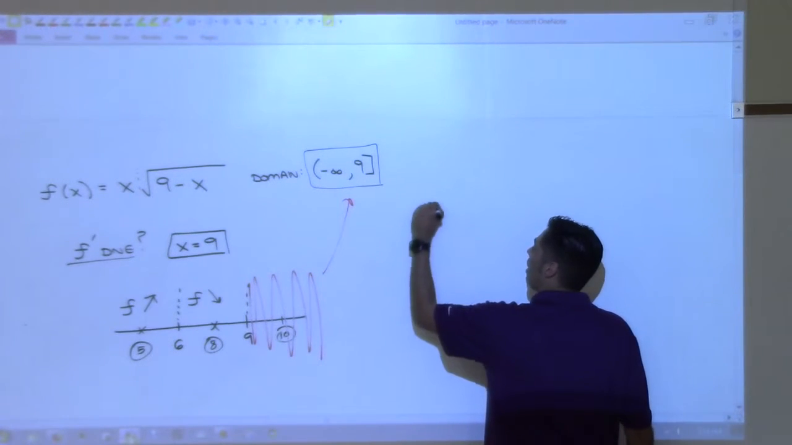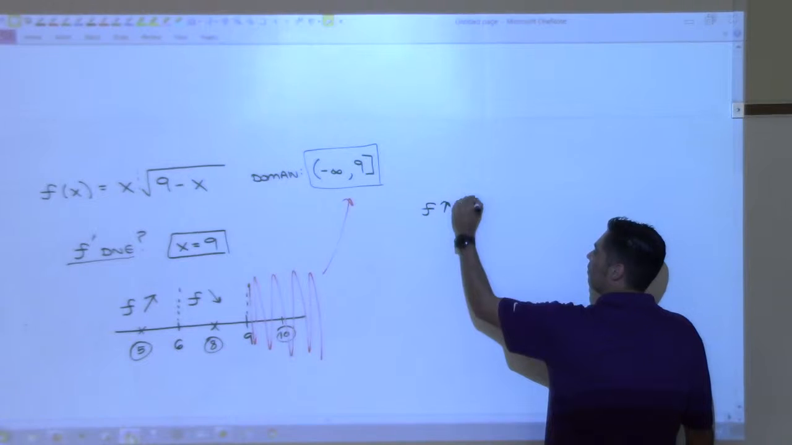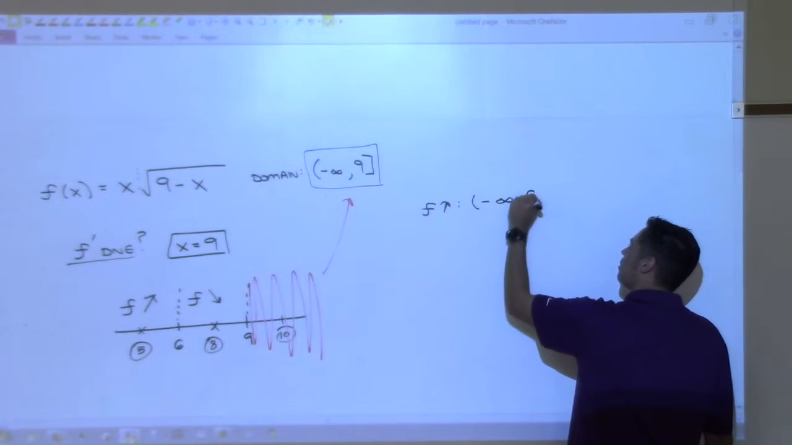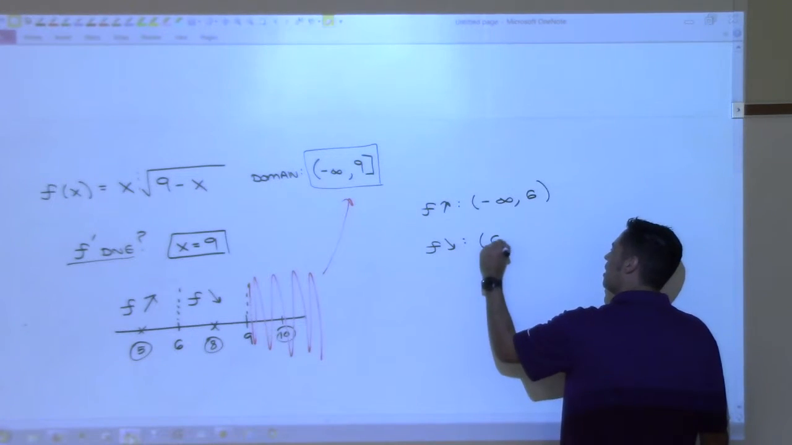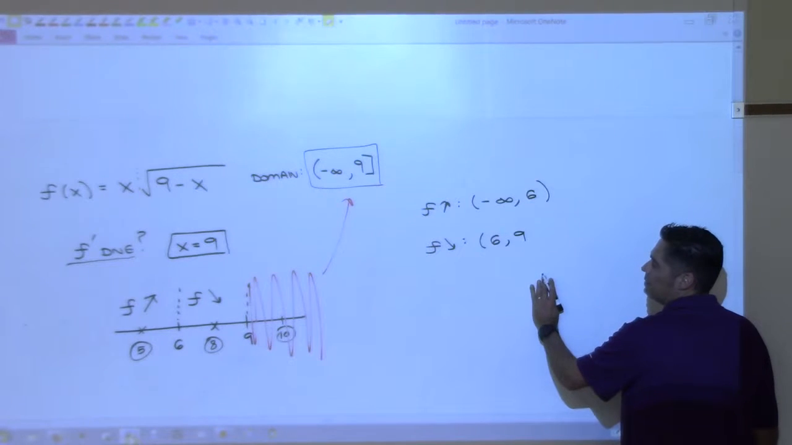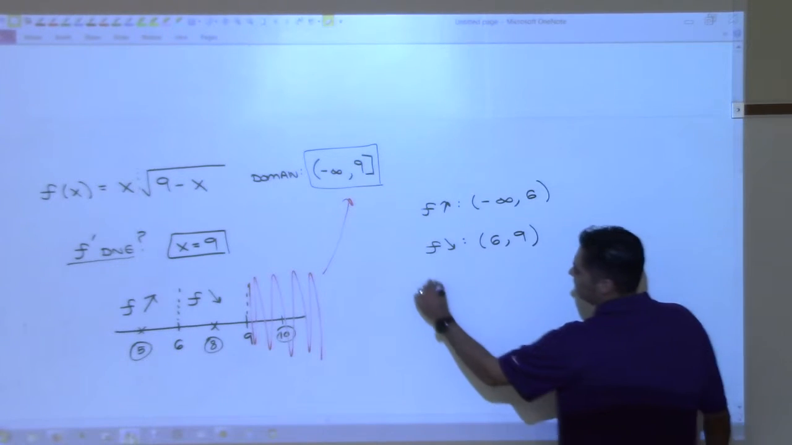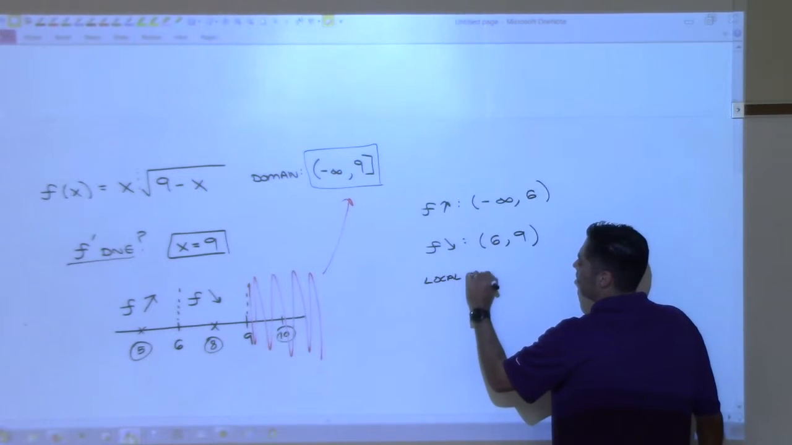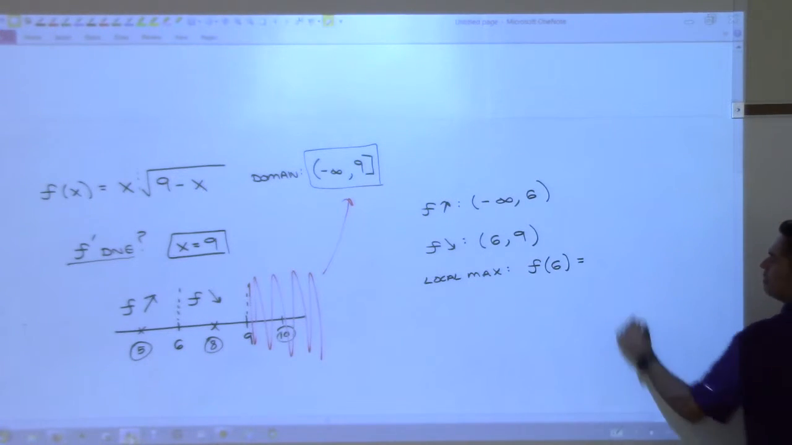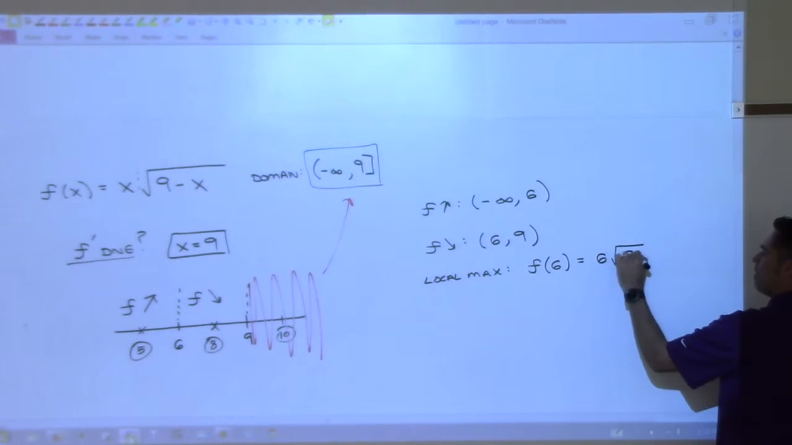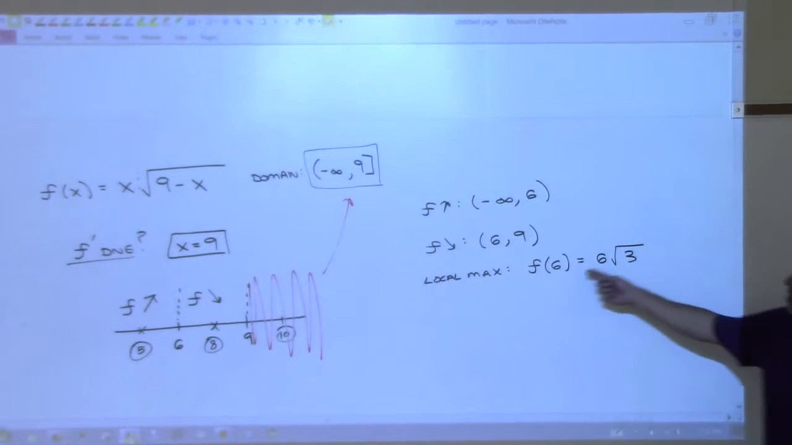So let's first figure out where is it increasing? Negative infinity to 6. Okay? Where is it decreasing? 6 to 9, right? And what about a local max? That happens at 6, and what is the value at 6? 6 root 3. Whatever that is, it's an irrational number, but 6 root 3 is our local max. So I'm just plugging 6 into the original function.